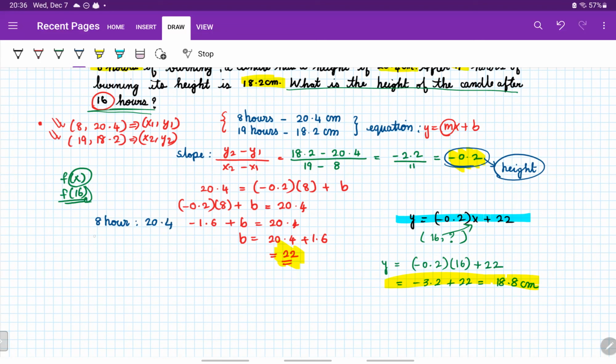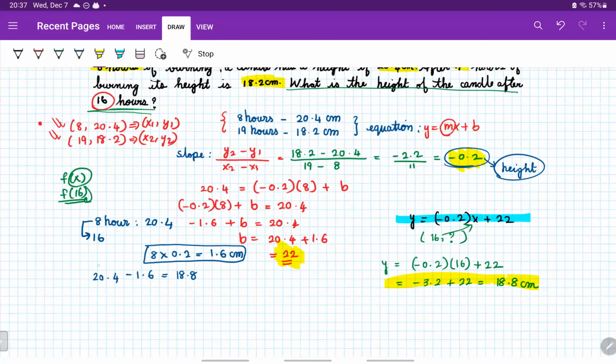So now if we want to know 16 hours, that means the candle was lit for 8 more hours. That means for each hour, it has been reducing by 0.2 centimeters. So for 8 hours, that would be 8 times 0.2, which is 1.6. So it has reduced 1.6 centimeters in 8 hours. So if it was 20.4 centimeters at 8 hours, at 16 hours it would be 20.4 minus 1.6, which will still give us 18.8 centimeters.